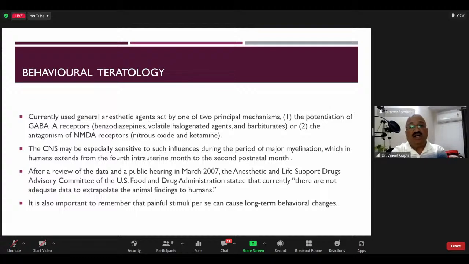After a review of the data, a public hearing in March 2007, the Anesthetic and Life Support Drugs Advisory Committee of the US Food and Drug Administration stated that currently there are not adequate data to extrapolate the animal findings to humans. It is also important to remember that painful stimuli per se can cause long-term behavioral changes.